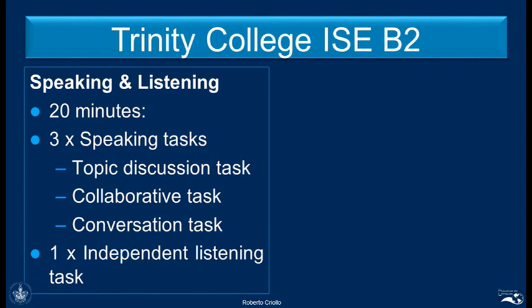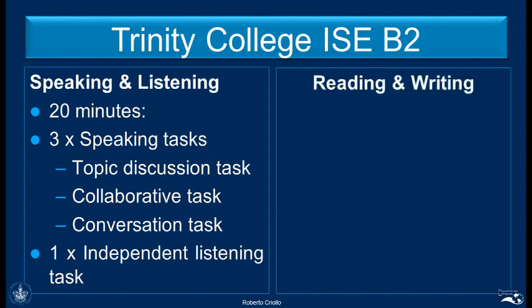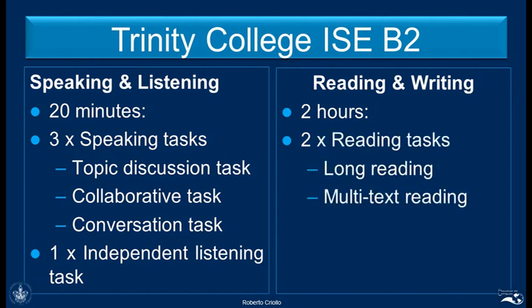For the listening part, there is one independent listening task. Concerning reading and writing, Trinity College London, Integrated Skills in English B2 is going to take 2 hours, and there are two reading tasks. First one includes a long reading, and the second one is a multi-text reading task. There is one reading into writing task.